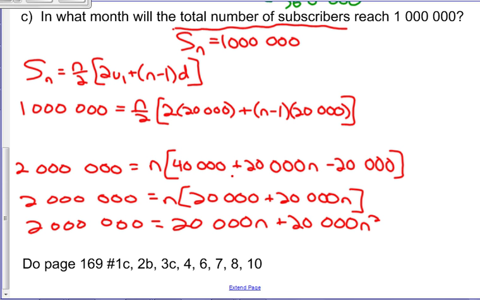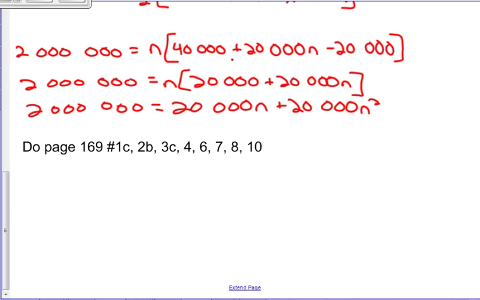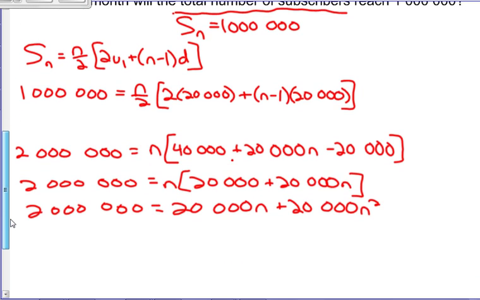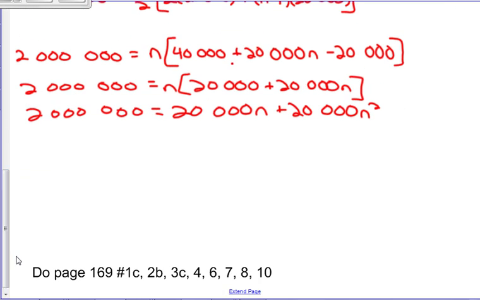Okay, so I'm multiplying out here. Again, the real math in this question's already been done. We set Sn equal to 1,000,000, and we're solving for n. I'm going to move over some stuff here. I'm just going to write this in descending powers of n.